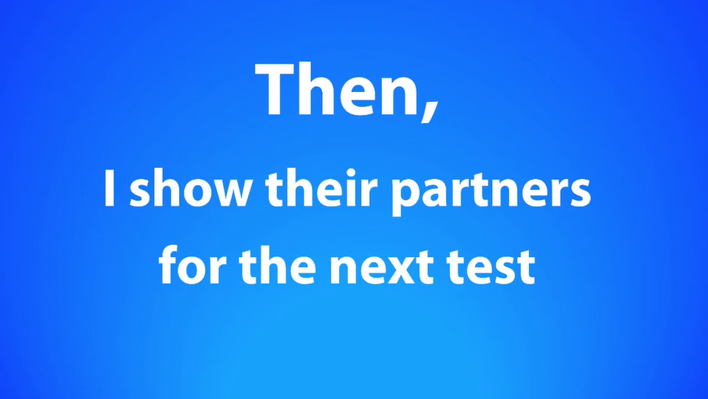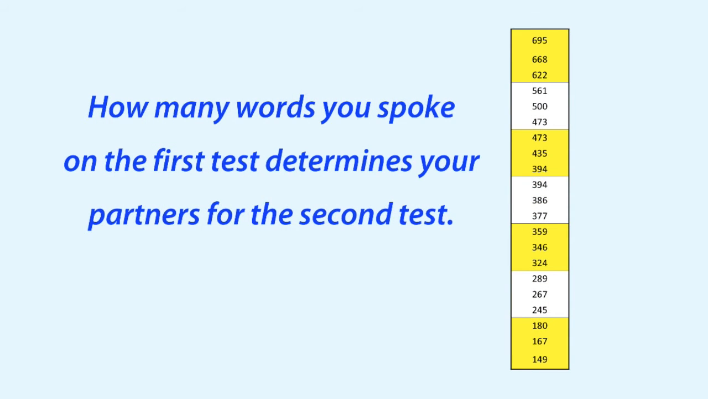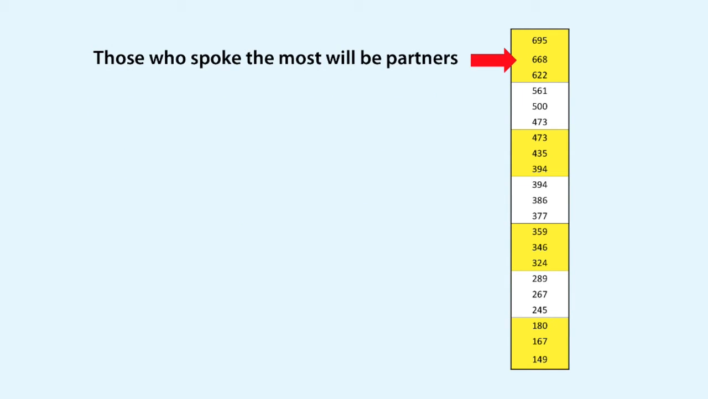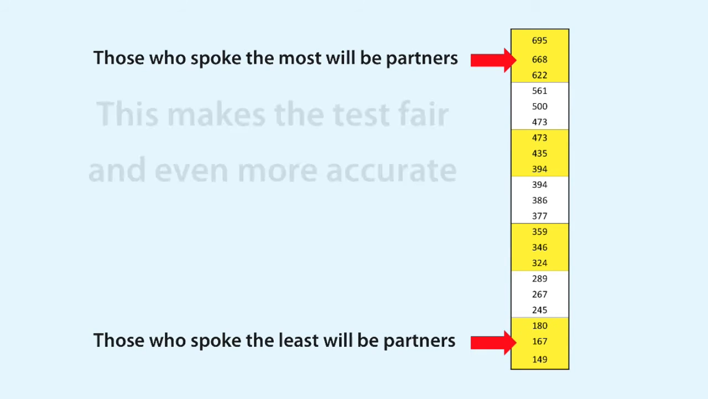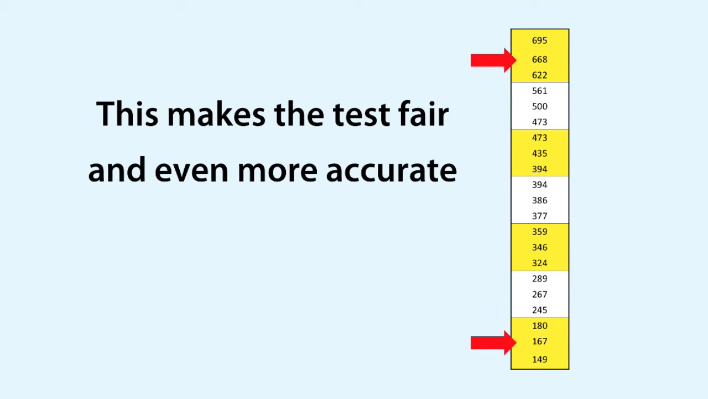Then I show their partners for the next test. How many words you spoke on the first test determines your partners for the second test. Those who spoke the most will be partners. Those who spoke the least will be partners, and every group in between. This makes the test fair and even more accurate. Simple.